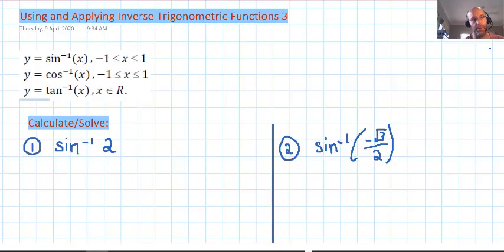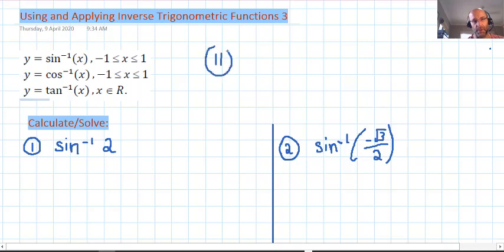Third and final video on using and applying inverse trig functions. To wrap it up, we're going to again look at our inverse sine, inverse cos, inverse tan, and via some examples we're going to look at 11. This one goes up to 11 examples, and from that hopefully be able to deduce some inverse type relationships, or definitions. I might refer to them as definitions.